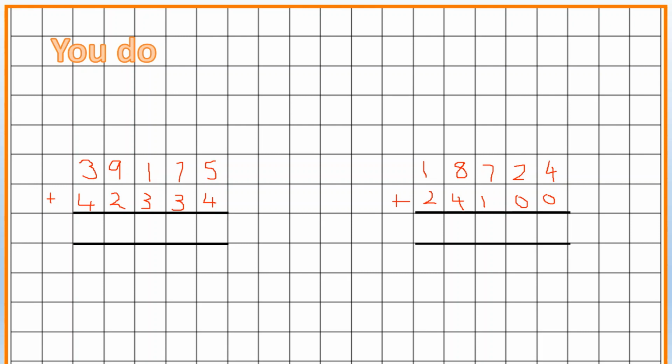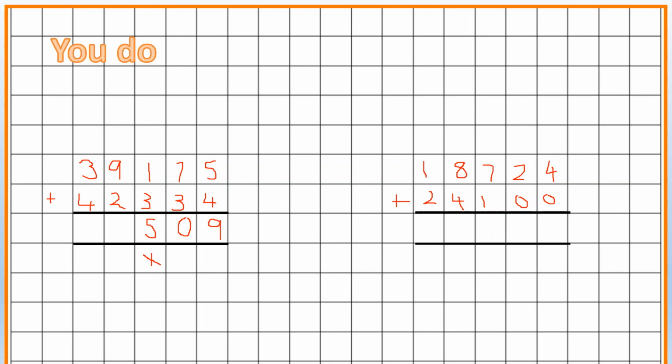So the left hand side first, starting with the units. 5 units add 4 units is 9. Looking at the tens column, 7 tens add 3 tens is 10 tens, which is 100. So I need to carry that into the hundreds, and I'll be left with no tens in the tens column. Hundreds column, 100 add 300, add in the extra 100 here, 500.